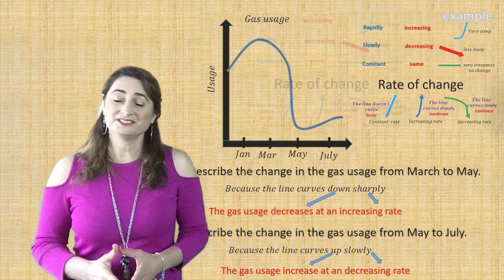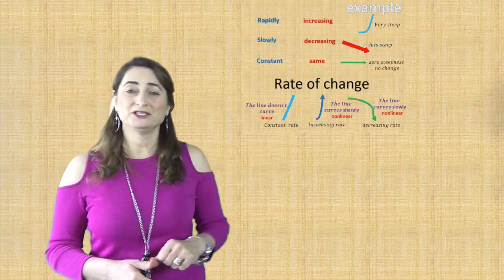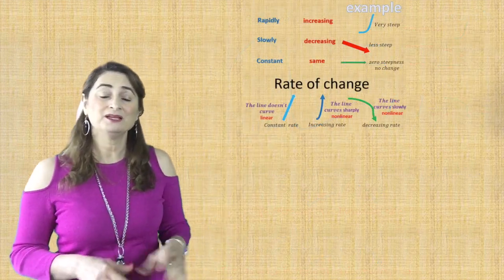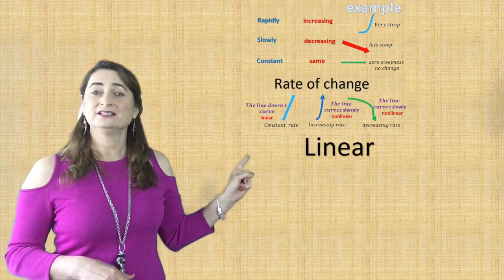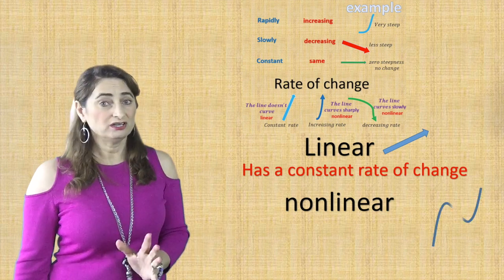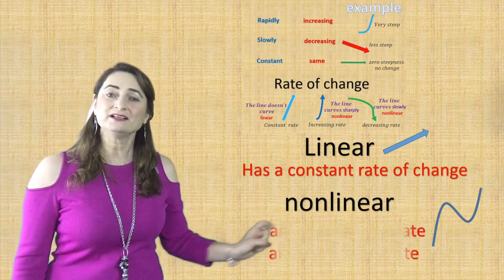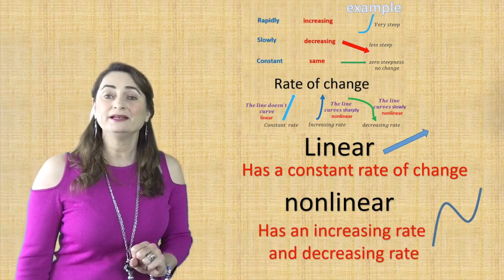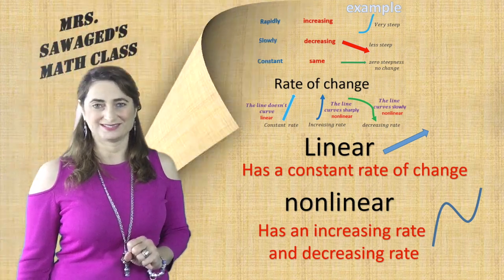In conclusion for today's lesson, here are the vocabulary words. I know there's too many of them, but remember when it's linear, that means it has a constant rate of change. When it's nonlinear, that means it curves. So use the increasing rate or decreasing rate depending on how steep the curve is.